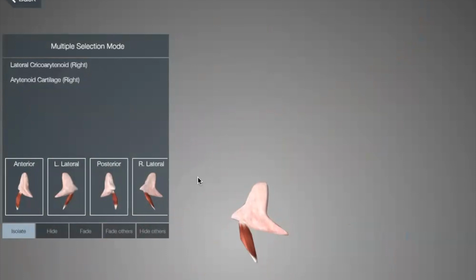Okay, so the parts of the arytenoid cartilage are: apex, base, vocal process, and muscular process. The apex attaches to the corniculate cartilage, the base articulates with the superior border of the cricoid cartilage, the vocal process attaches to the vocal cords, and the muscular process attaches to the cricoarytenoid muscles. Okay.